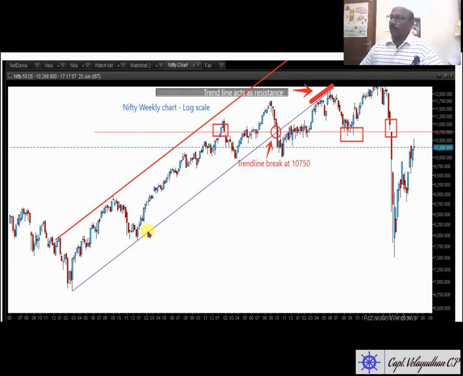So this is what we call how many times the line has touch points. Here we have a touch point. This came close but didn't touch. There is one touch point here, one here, one, one, one. Total 5, 6 touch points on this line. So this line is a strong valid line. Up to here it was acting as support. From here it acted as resistance.